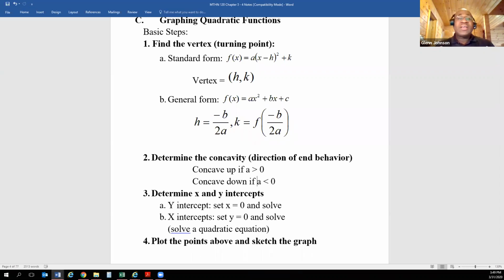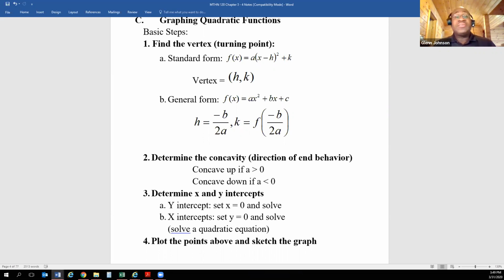So now once we have the concavity, the vertex and the concavity will give you the general structure of the parabola. Now, to get a more accurate looking graph, we will need some additional points, and the best points to plot in this case are going to be the x and the y intercepts.